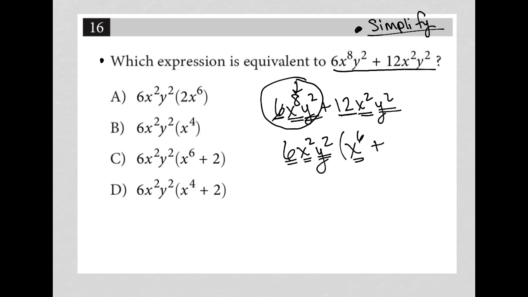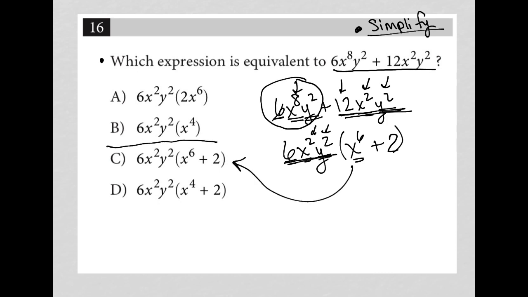And now I ask myself, what do I multiply 6x squared y squared by to recreate my 12x squared y squared? Well, that is just going to be 2, right? Because again, 6 times 2 gives me 12. And I already have the x squared and y squared here in the GCF. So just x to the 6th plus 2. So let's see where that is in the answer choices. It looks like it's right here at choice C. Therefore, our correct answer here is choice C.